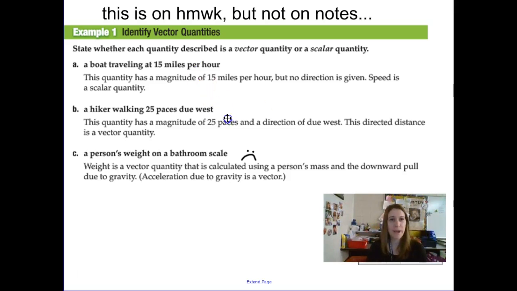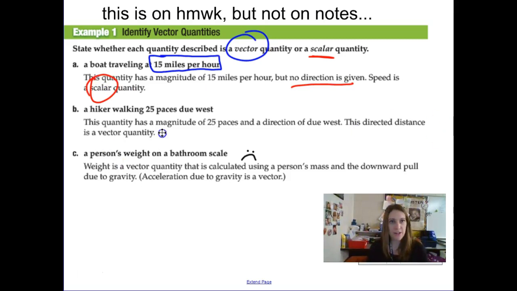So I don't know if it's assigned to you still, but on some of your homework, I kind of shortened it a little bit. They ask you whether it's a vector or just what's called a scalar quantity. So a vector would have both size and direction, and a scalar quantity would just have size or magnitude of some sort. It would have no direction. So when I look at part A, a boat traveling at 15 miles per hour, that is a speed, so that would be the magnitude component of it, but there's no direction. So that means that we have a scalar quantity.